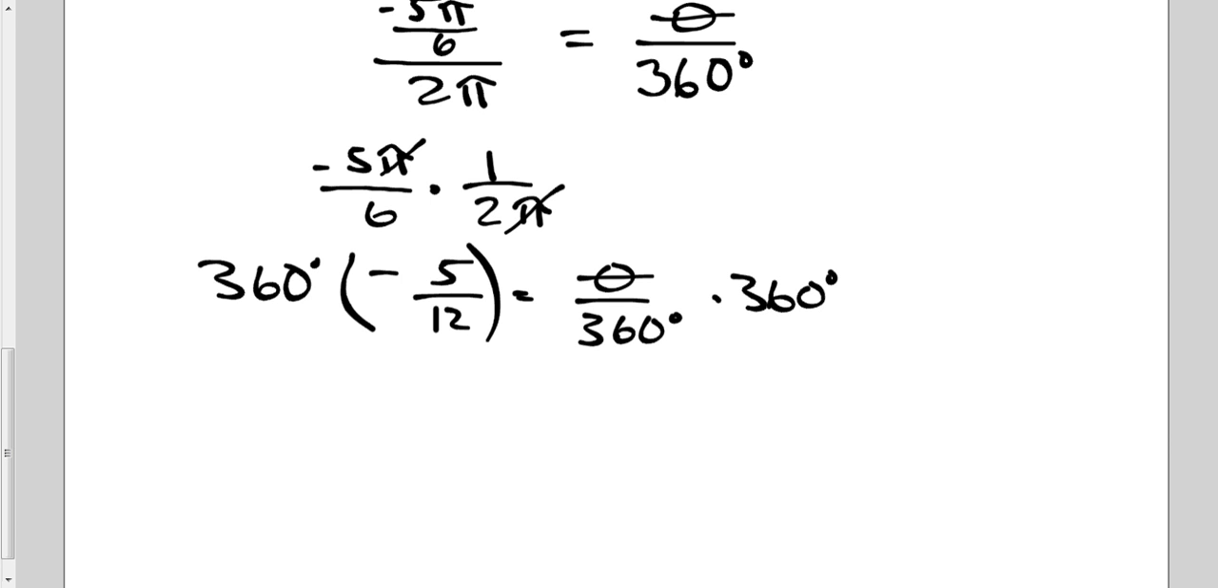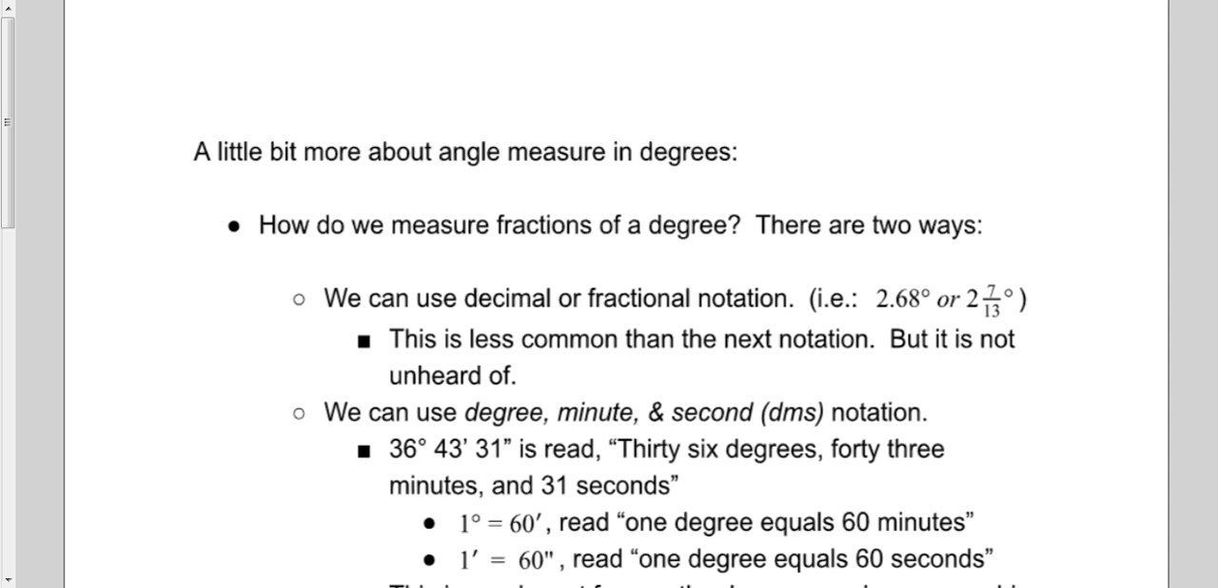12 into 360, how many times? 30. Right. So 30 times negative 5? Degrees equals theta. Right? Next page.